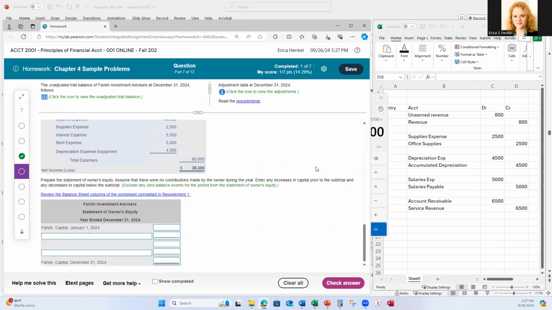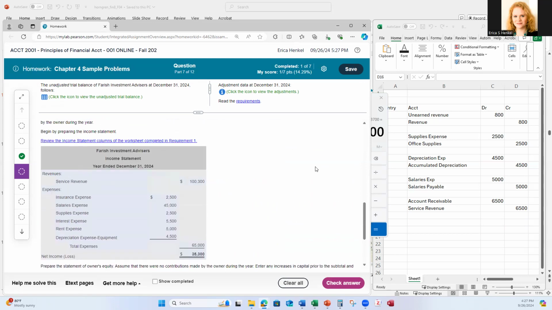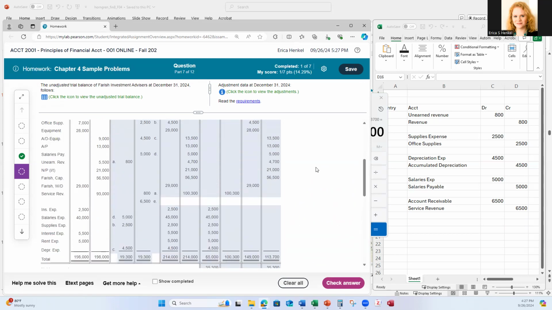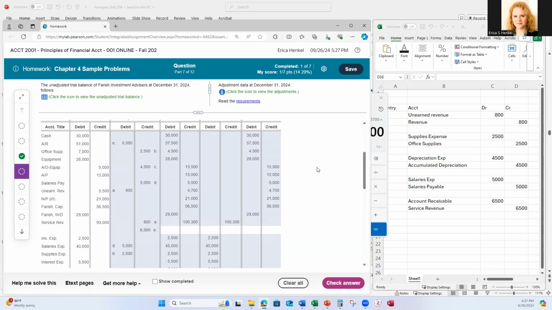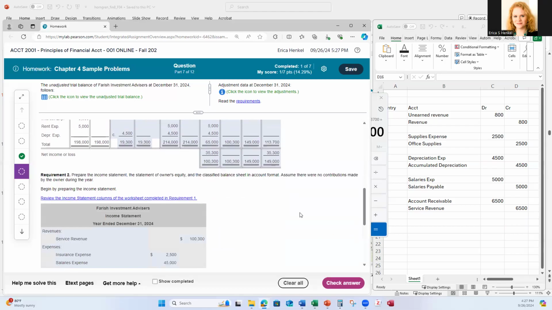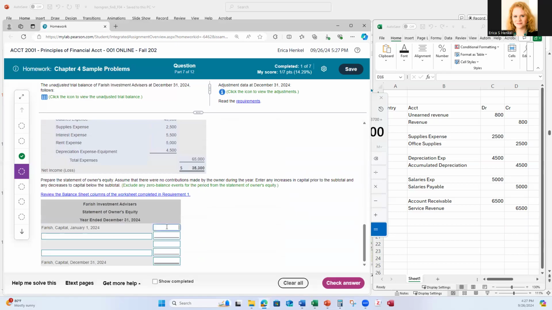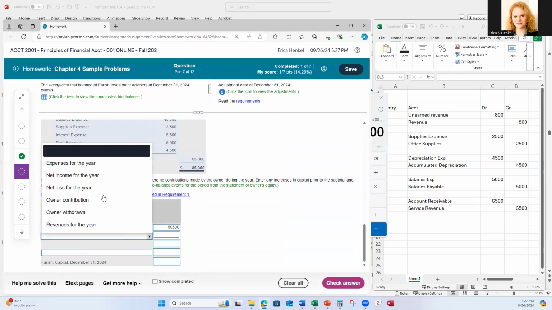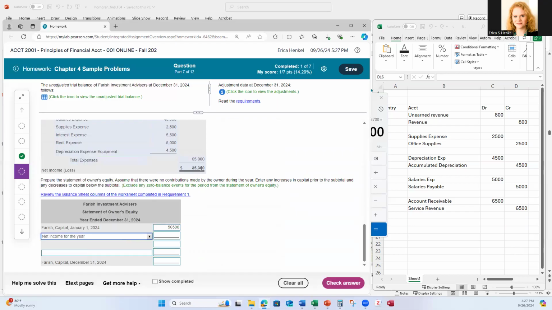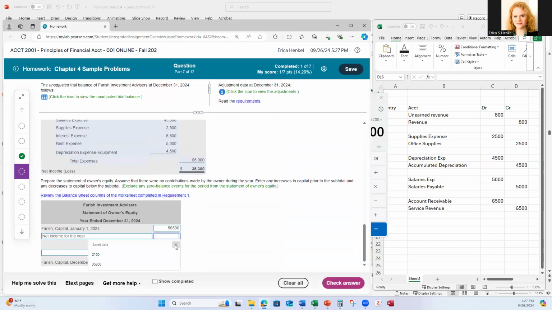But we can also get the balances of our equity accounts at the end by completing a statement of owner's equity after we've figured out our net income. So we've got beginning capital here of 56,500 that was carried in from the prior year. And then to that, we're going to add in our net income for the year, which we just calculated and is 35,300.